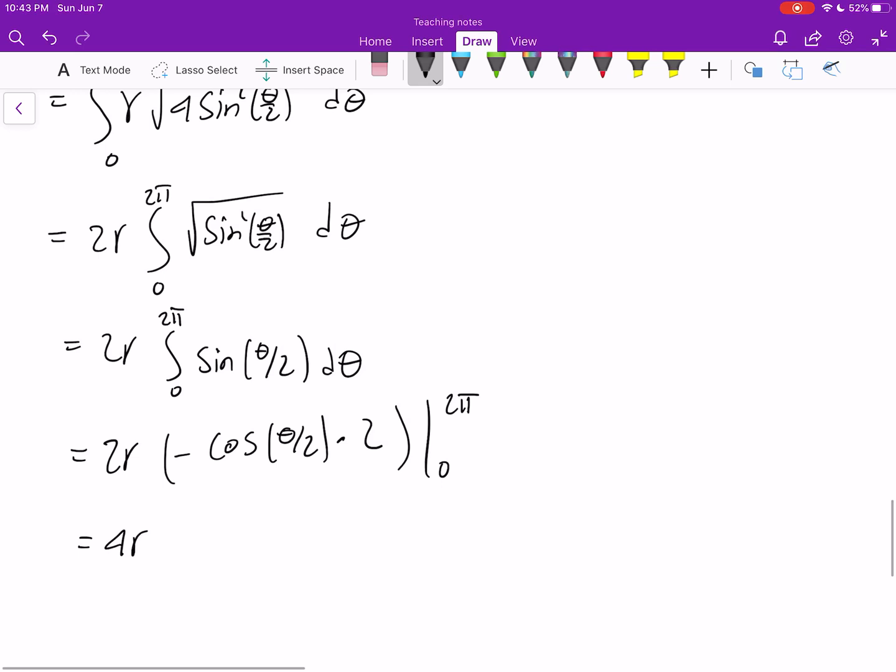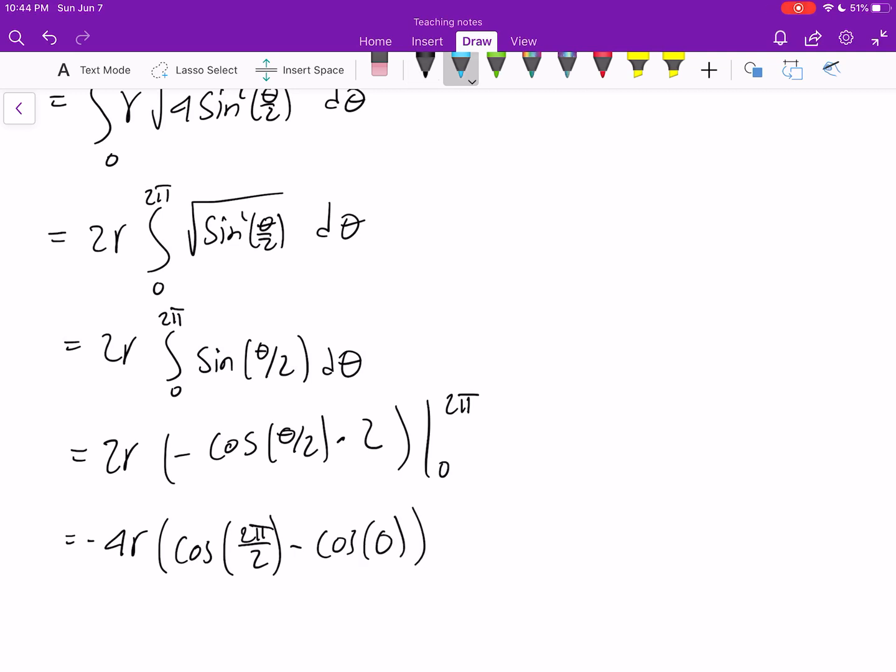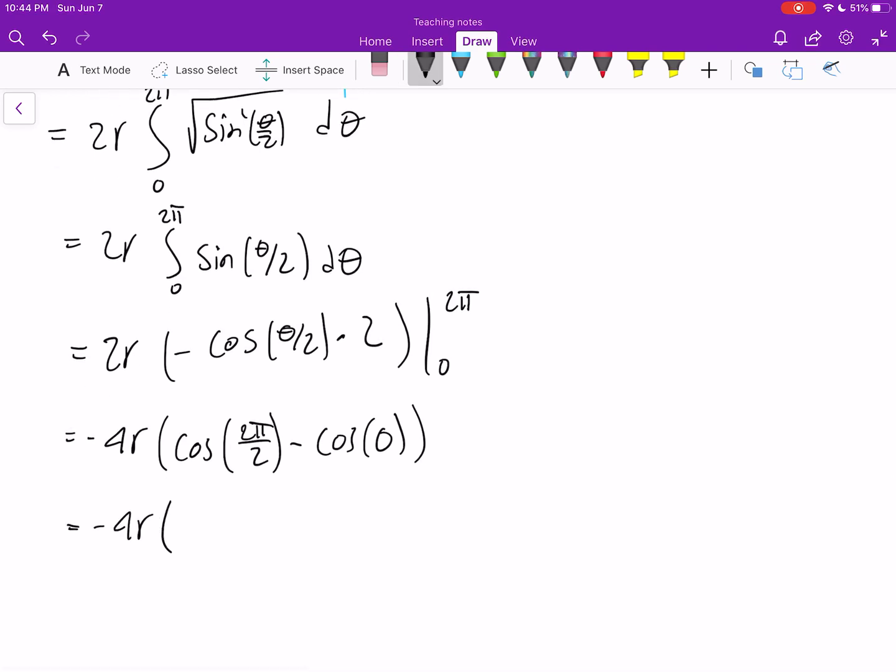So this is going to give me 4r when I pull the 2 out, times a minus sign. This is minus 4r, times cosine of 2 pi over 2 minus cosine of 0. Just evaluating the integral, I pulled the 2 and the minus sign out, and that's where they've gone. So what I get now is minus 4r times negative 1, because this is cosine of pi, which is minus 1, minus cosine of 0, which is 1. This is negative 4r times negative 2. This is positive 8r.